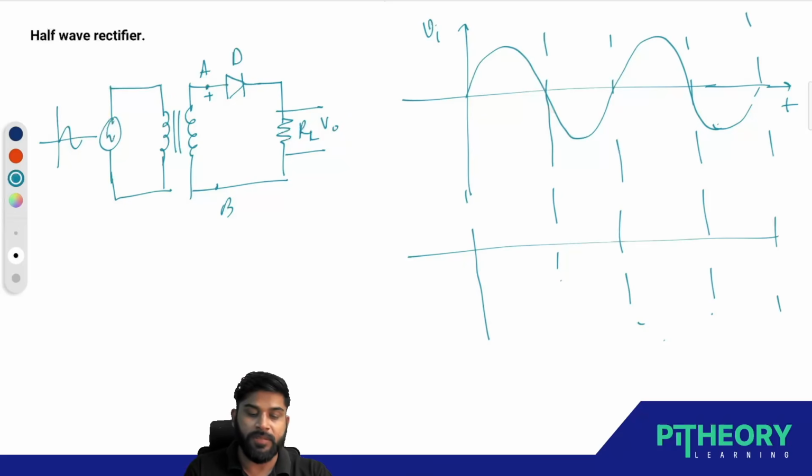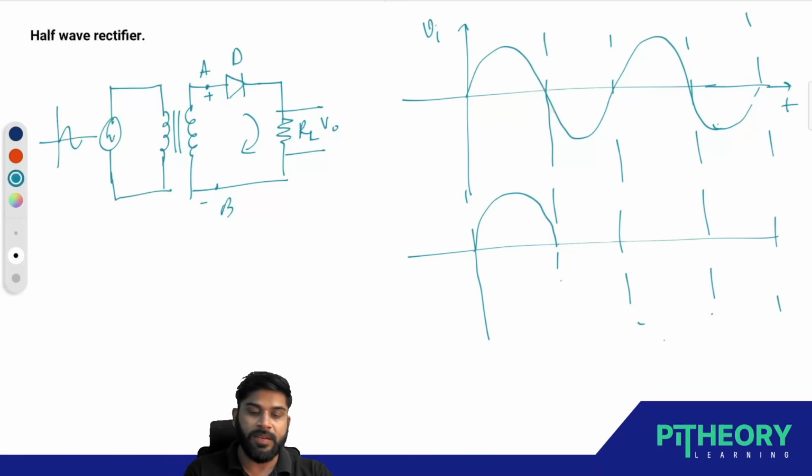Because if this is positive and negative, what will happen during the positive half cycle? Diode will be forward bias and it conducts current, and current will flow across the load resistance. So you'll be getting output during the positive half cycle.